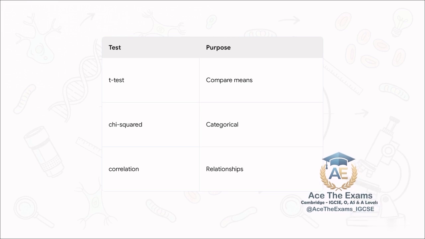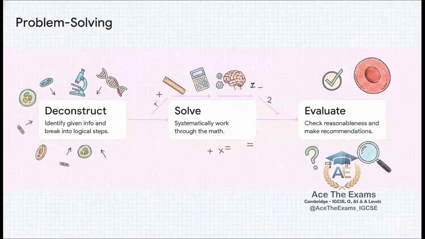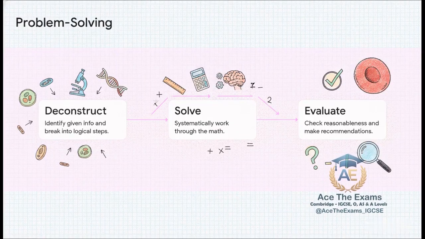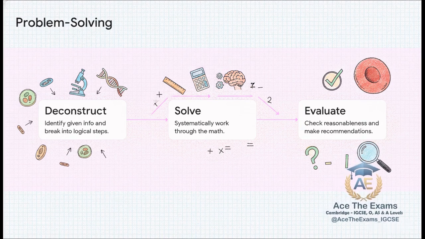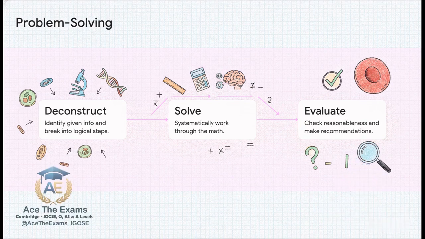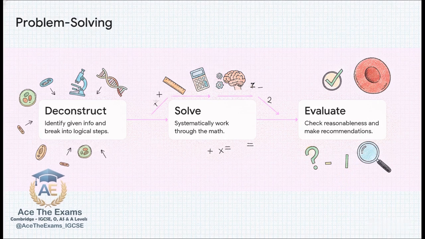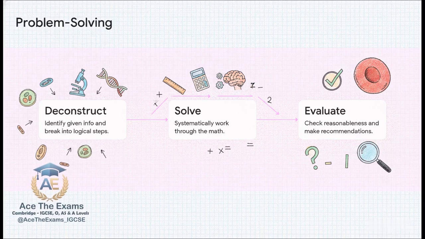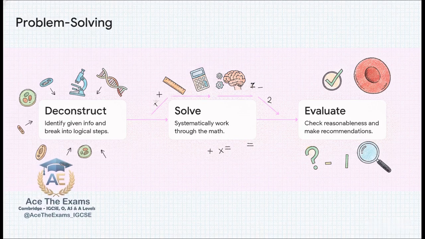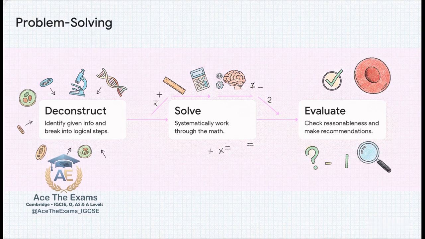Matching your practical measurements to the correct statistical tool is a massive marker of an A-star student. And this perfectly illustrates the ultimate problem-solving framework for Biology 9700. Step 1 is to deconstruct. Identify the given information and break the whole thing into logical steps. Step 2 is solve. You systematically work your way through the math. Step 3 is evaluate. Check the reasonableness of your answer and justify your recommendations.